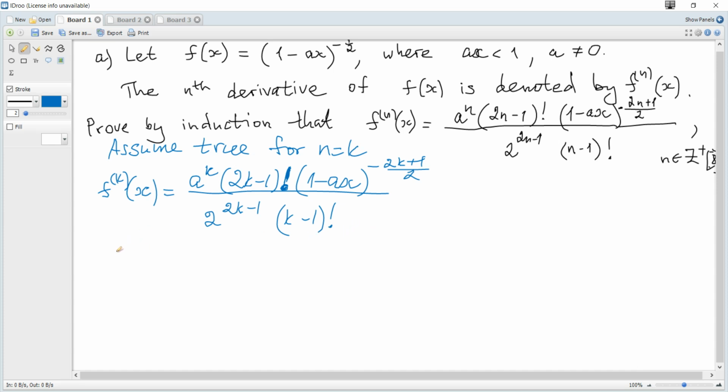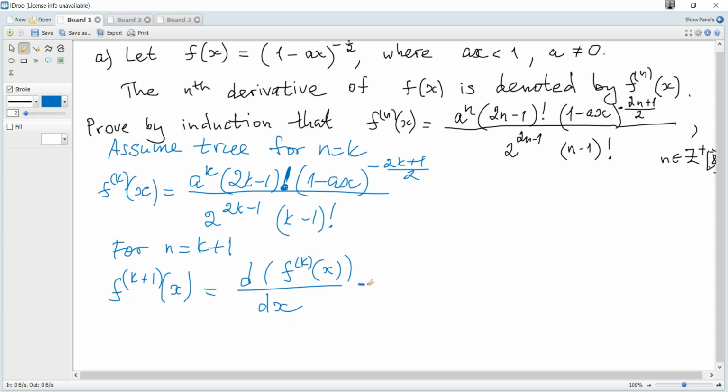And the next step is, as usual, we write for n is k plus 1, and we should consider f k plus 1 of x. And what does it mean? It means it's the same as, say, the third derivative is the derivative of the second derivative. So the derivative with number k plus 1 is the derivative of the derivative with number k. So we can say that it's the derivative of fk of x with respect to x, and definitely we should take the derivative of this.